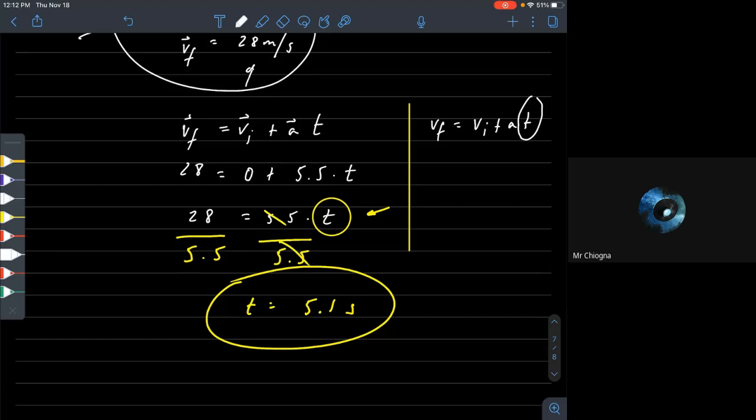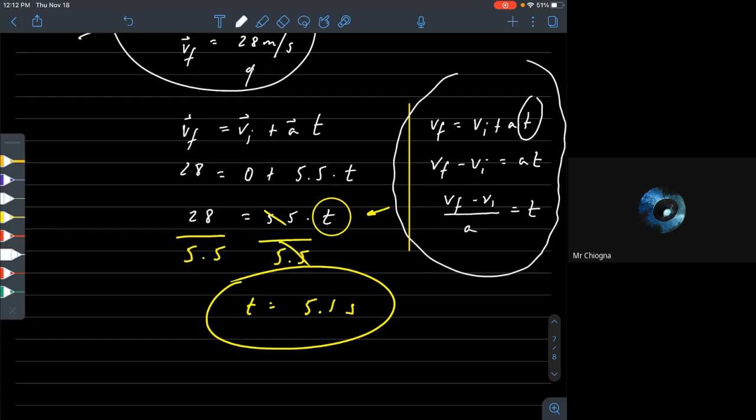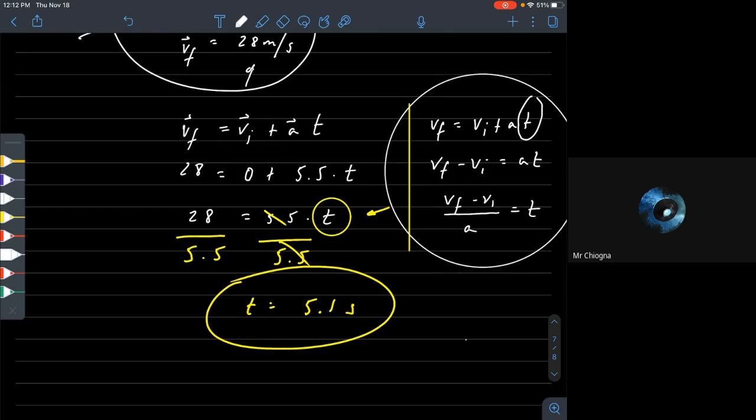Rearrange that for t. You remember how to do that? Vf minus Vi is equal to At. Vf minus Vi. Same thing, except you solve for the letters first. You get the same answer. You can use either one. You need to get used to this. There's a reason why we learned how to rearrange equations. You need to work your way up to that. But if you want to start with this, just plugging in numbers, then rearranging, that's fine. Okay.